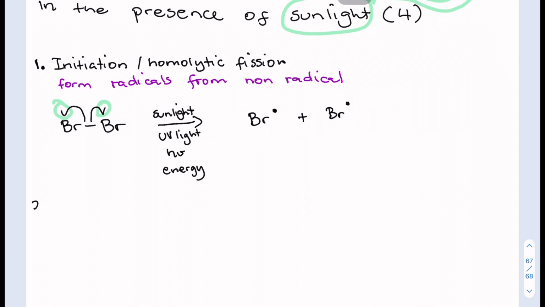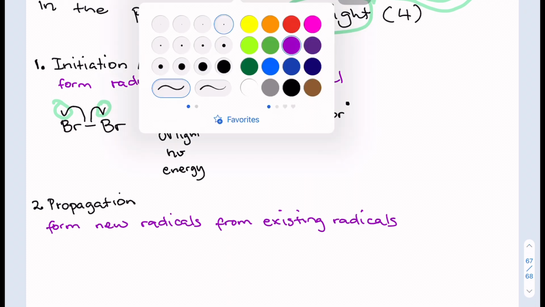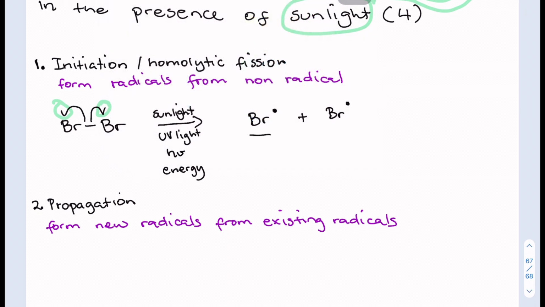And then the second stage would be propagation. And in propagation, this is where you introduce your alkane, okay? Because in propagation, we form new radicals from existing radicals. A new radical, the existing radical, let's start with that one. We have these guys, so Br radical, this is our existing radical.